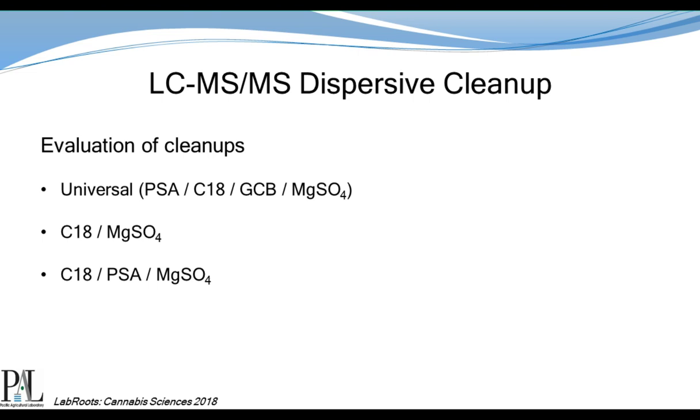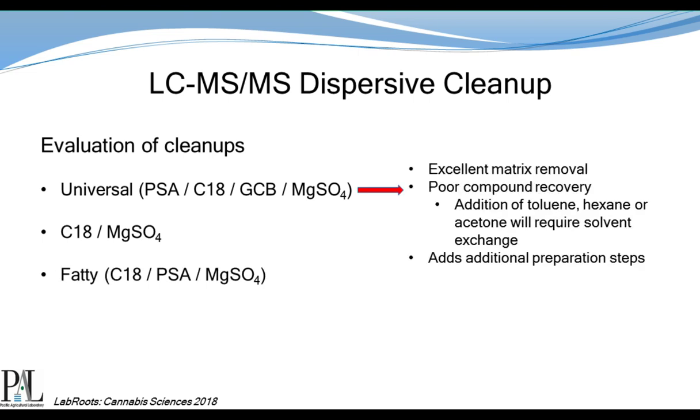Okay, so I'm jumping around here. Yeah, here we go. One of the other techniques that you can use is a dispersive cleanup on the LC. You've got a number of options here, so we'll just run through these. The first one is the universal cleanup. That's the one that we applied to our GC extracts, and it's got great matrix removal, primarily coming from the PSA and the graphitized carbon black.